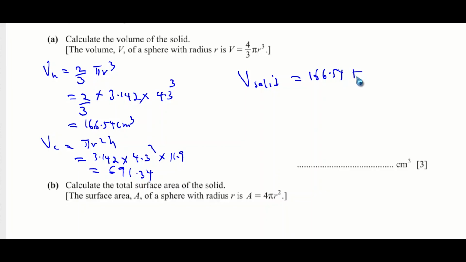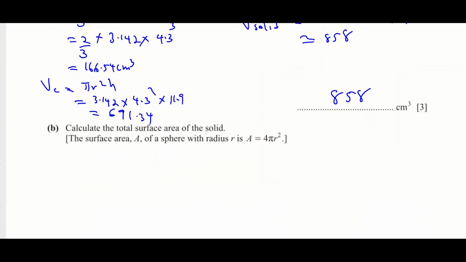So the volume of the solid will be equal to 166.54 plus 691.34. This adds up to approximately 858, to 3 significant figures, 858 centimeters cubed.